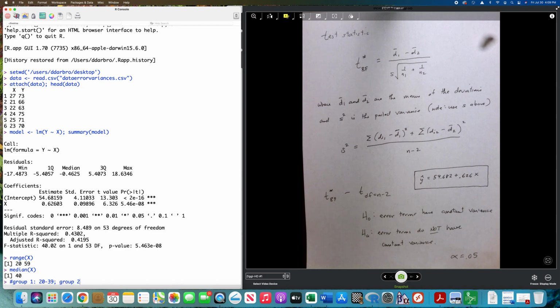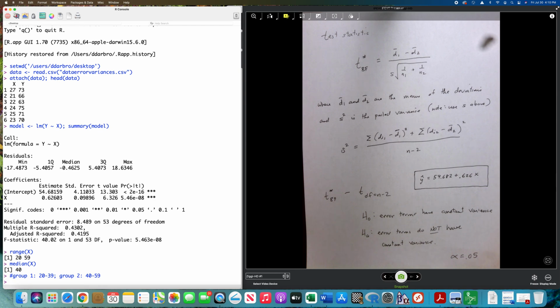And I'm going to run group 2 from 40 to 59. Now, as you should know, just because we have a width of 19 and a width of 19, it doesn't mean that my sample sizes are going to be equal or even close to equal. I could have a skewed distribution. Clearly you could have a disproportionate group of cases. But you know what? Just for demonstration purposes, I'm going to go with the 20 to 39 and 40 to 59.